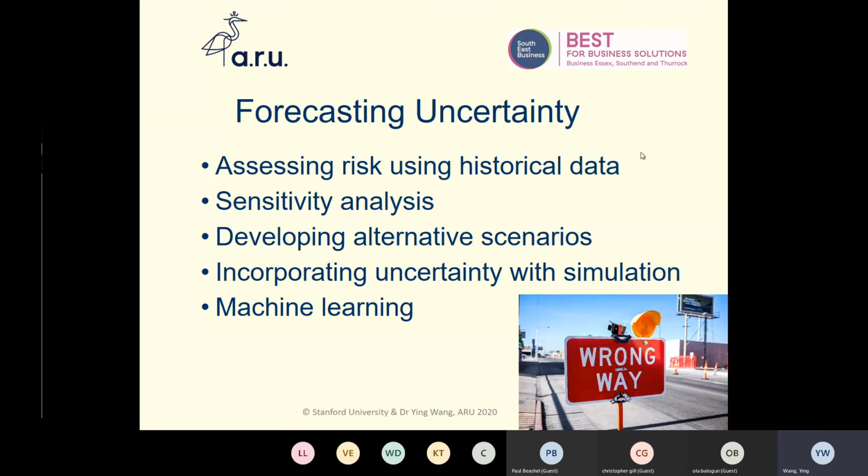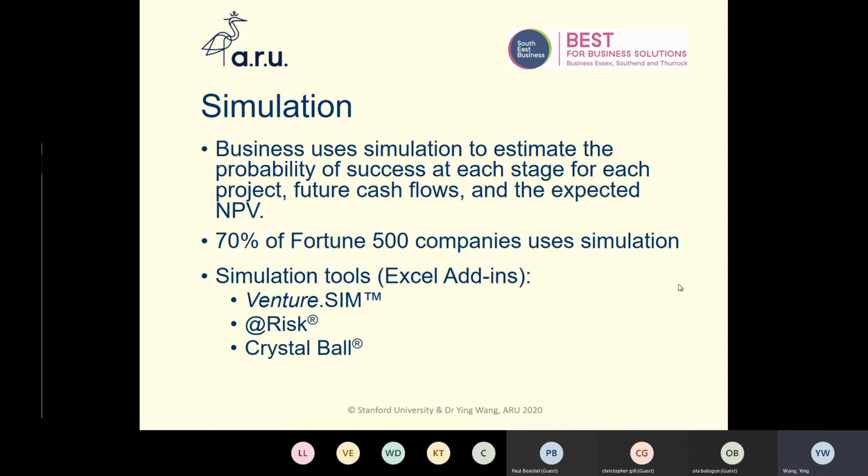So therefore, forecasting uncertainty moves on to more advanced techniques. For simulation, about 70% of the Fortune 500 companies use simulation, and they do have the simulation tools. If you are interested, you can have a look at that as well.